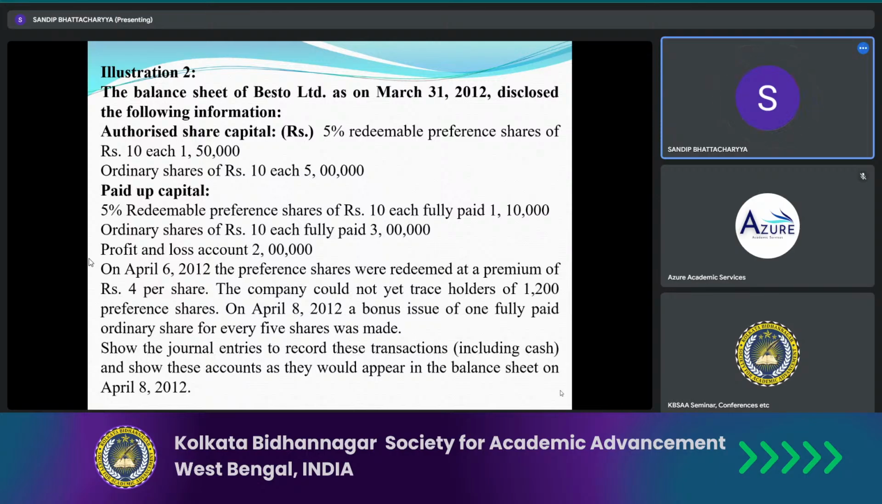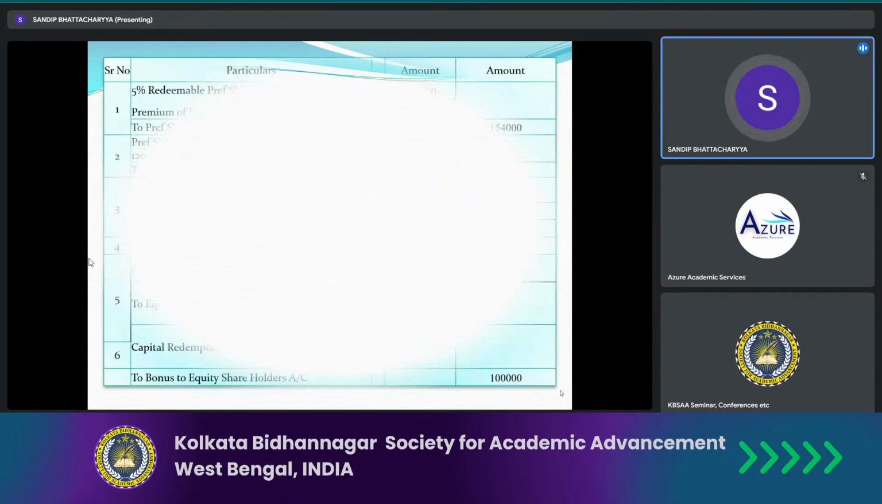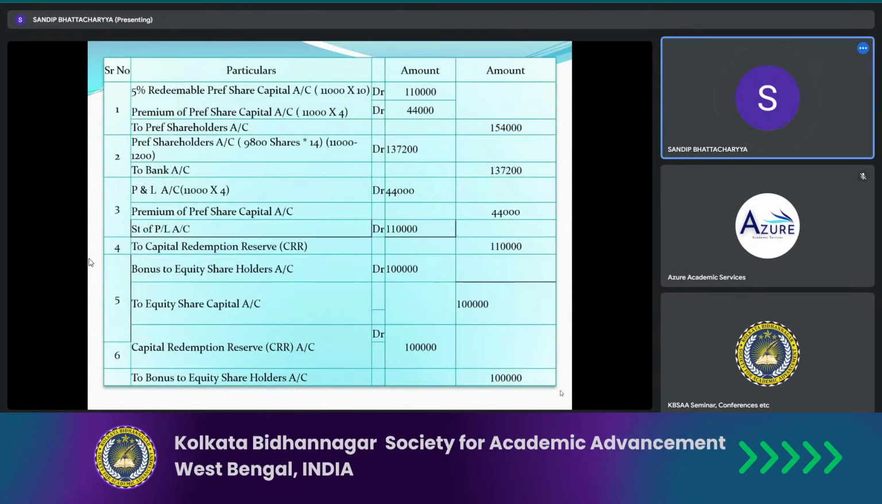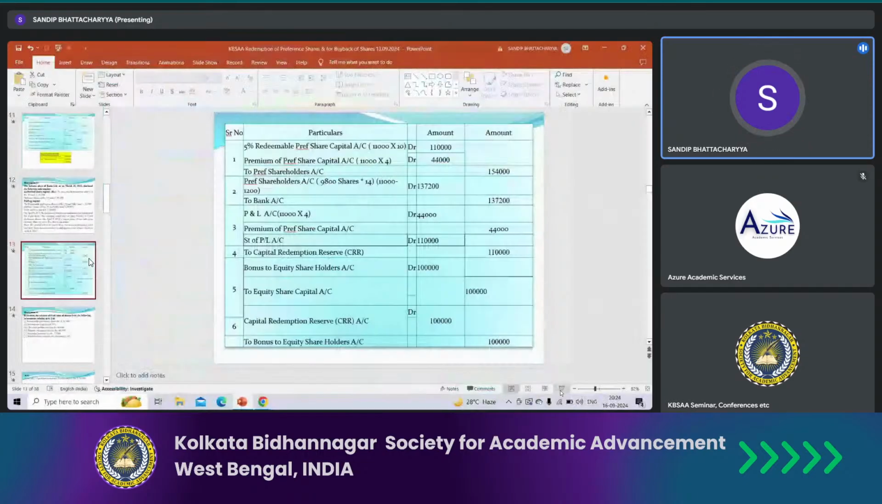Now the preference shares are to be redeemed at a premium of rupees 4 per share, and at the time of redemption the company couldn't trace 1,200 preference shareholders. So this is the overall synopsis of this sum. Now we will move to the solution. As you can see, the journal entry is the 5% redeemable preference share capital account debit. I have already mentioned the calculation here, that is the 11,000.